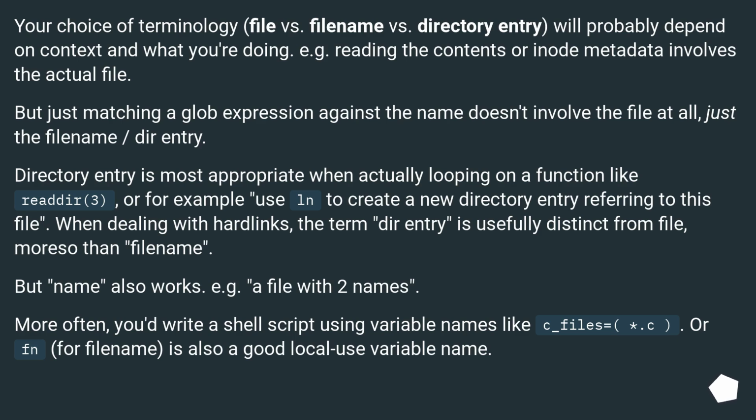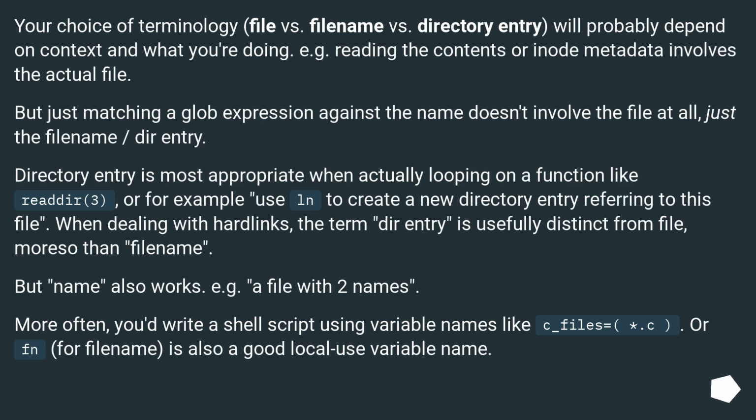Your choice of terminology, file versus file name versus directory entry, will probably depend on context and what you're doing. For example, reading the contents or inode metadata involves the actual file. But just matching a glob expression against the name doesn't involve the file at all, just the file name, dir entry. Directory entry is most appropriate when actually looping on a function like readdir(3), or for example using ln to create a new directory entry referring to this file.